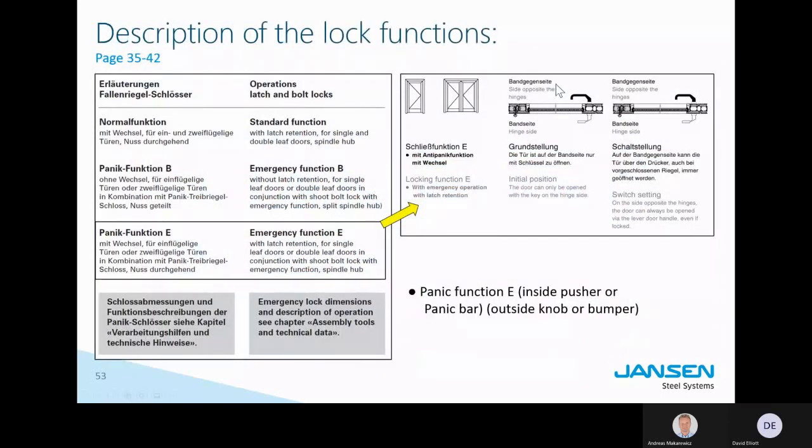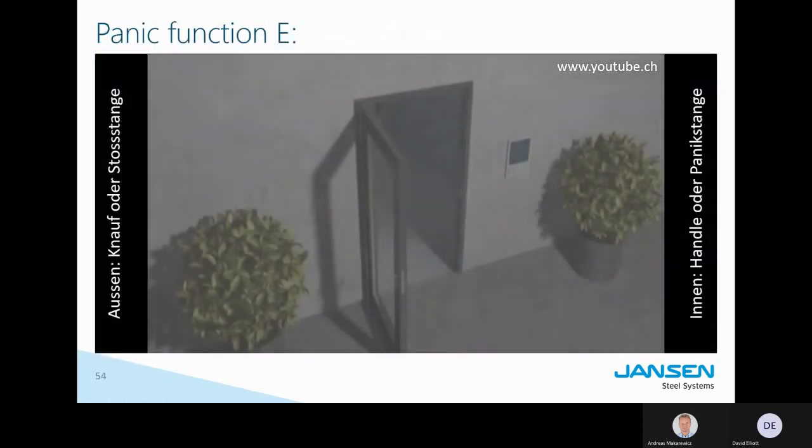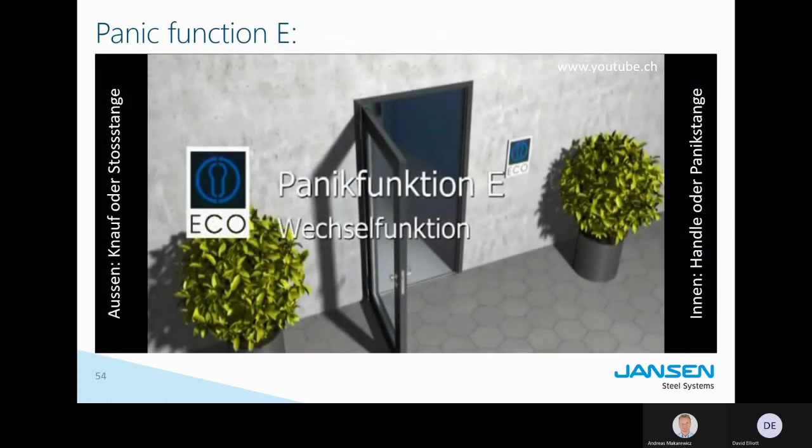Function E features one handle on the inside, so on the, let's say, escape side, on the inside of the building, and features a knob or nothing on the outside. So this function is really just meant to escape and nothing else, and never to get in. It's like a back door, for example, or a delivery door, which you do not want to be used as an entrance door. But again, it can be an emergency door, and in this case, we speak about a function E. And then again here, the video that's showing that function.